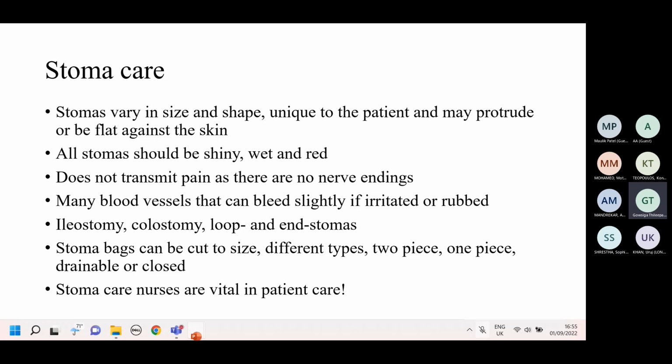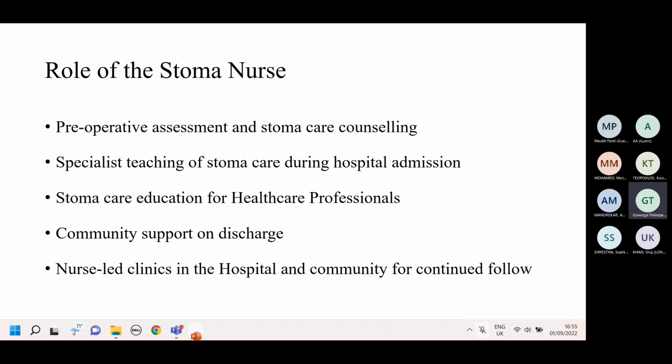So go to the next slide. Stoma patients, colostomy patients, are assessed preoperatively, and stoma care counseling is done. Specialist teaching of stoma care during hospital admission is done, and it's taught to healthcare professionals as well. They will give support in the community on discharge as well. They will follow the patient up. These are all nurse-led clinics in the hospitals, and they continue the follow-up.